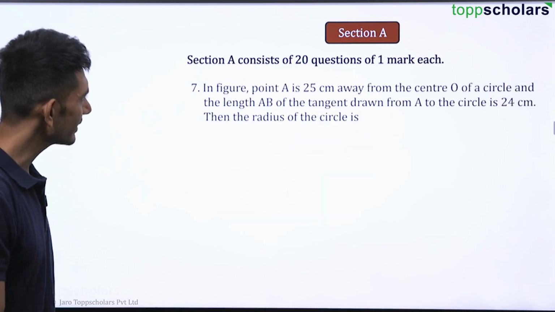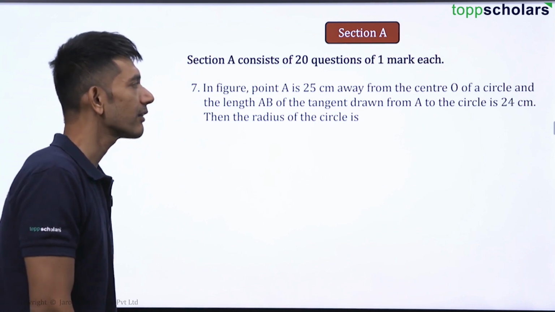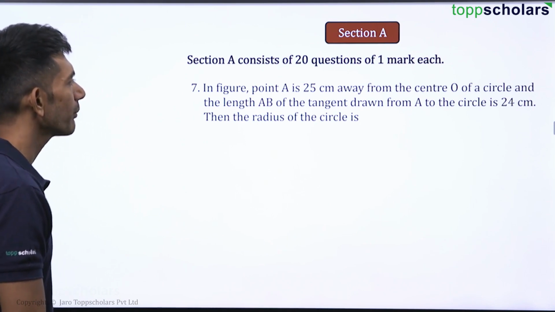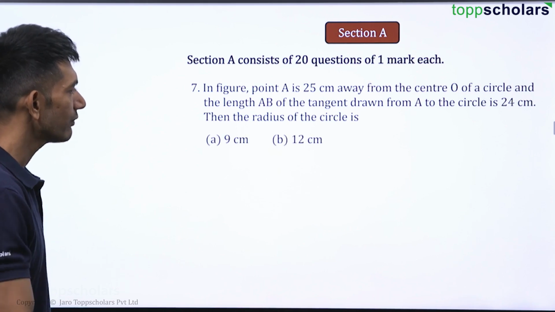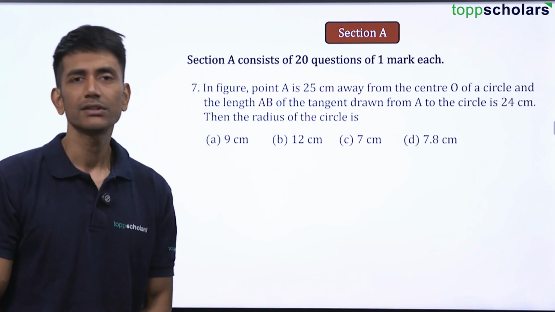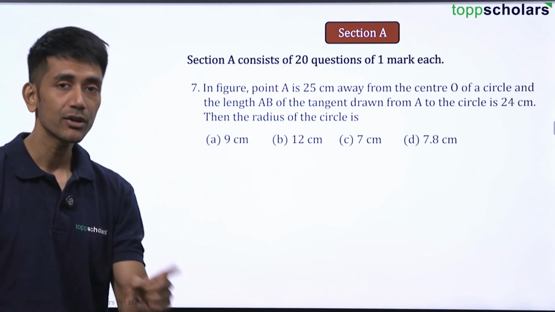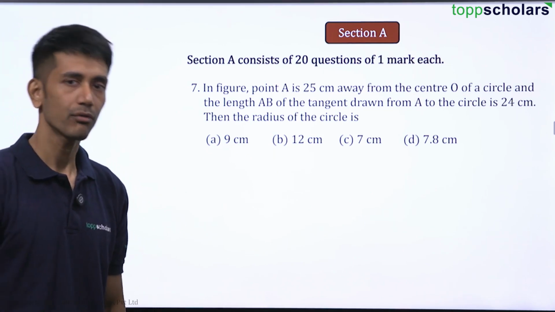The next question says, in figure, point A is 25 centimeter away from the center of a circle and length AB of the tangent drawn from A to the circle is 24. Then the radius of the circle is what? There are 4 options given. Such type of questions are very easy. Always remember, they are solved with the help of Pythagoras theorem again, but we need to know one concept, that tangent is perpendicular to the radius at the point of contact.